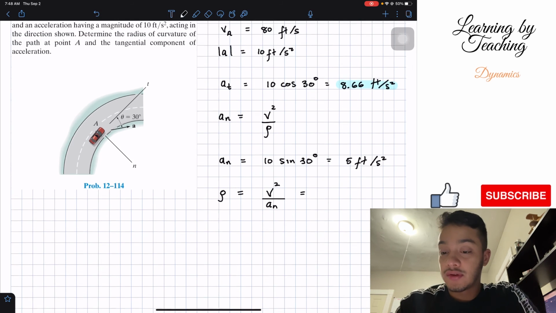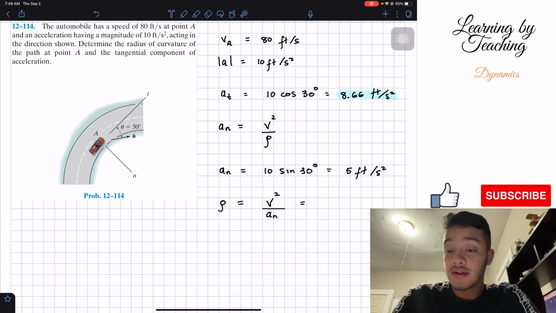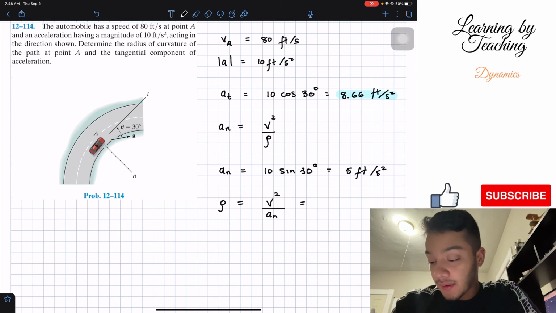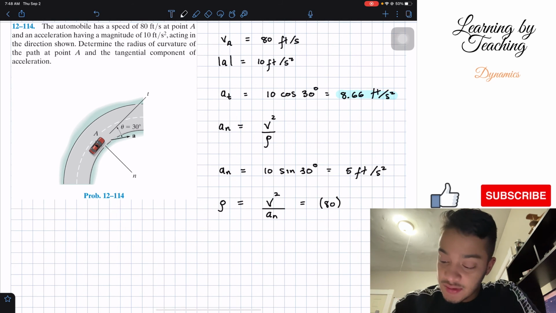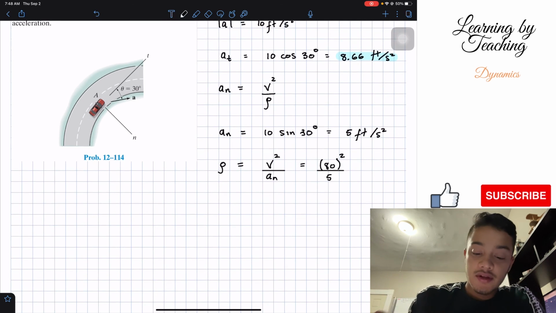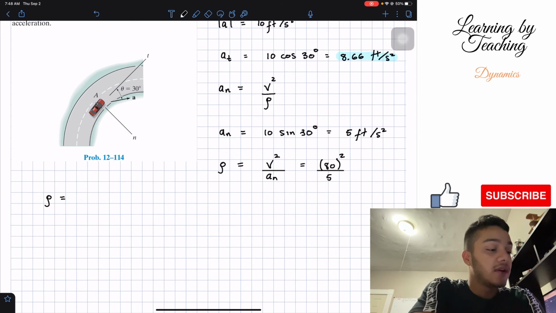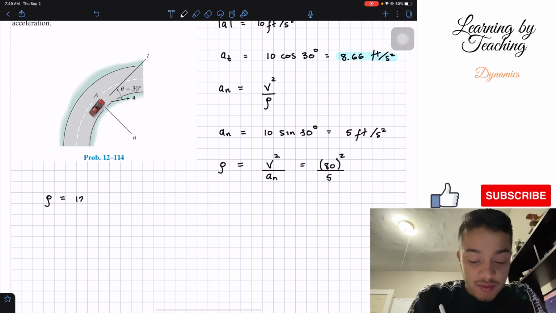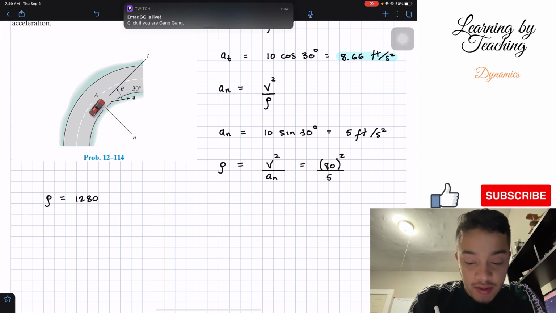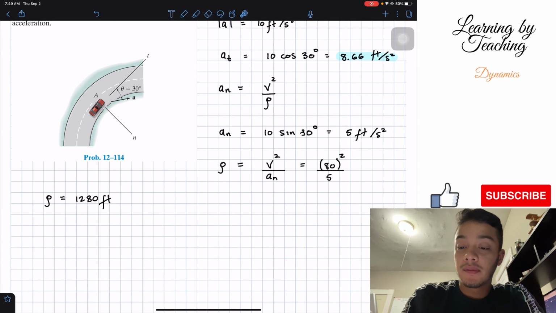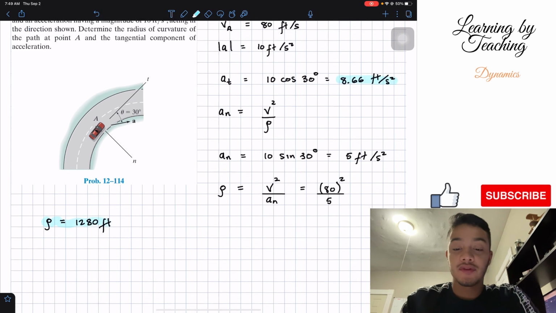And if we put what those values are, where we know our velocity is equal to 80 feet per second, which is given by the problem, we will have 80 squared divided by our acceleration that we just found, which is 5. Okay, so finally our answer, if we plug that into our calculator, we will find out that our radius is going to be 1,280 feet. Okay, and this should be our final answer for the curvature radius.